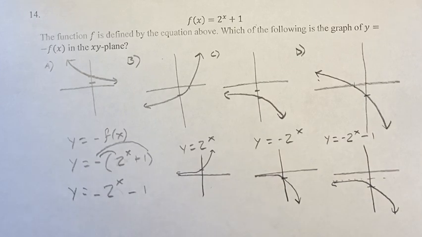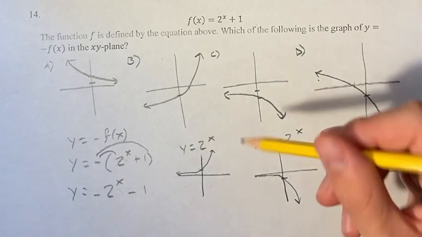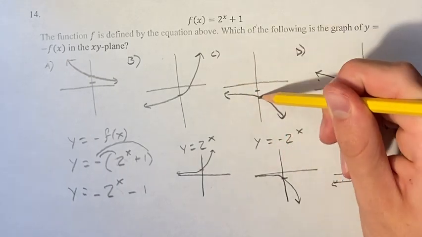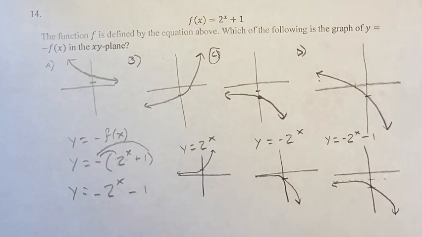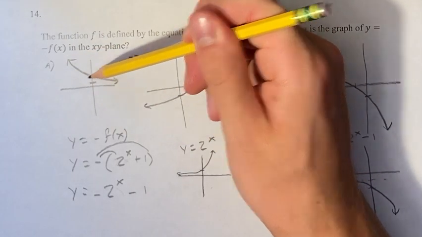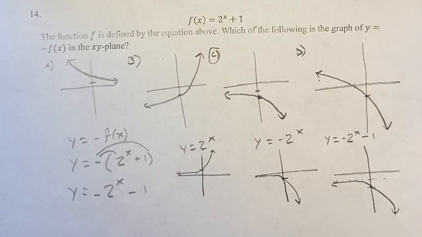And if we look at which of these it lines up with, well, answer C goes through the point 0, negative 2, and none of the others do. You'll notice the others go through 0, 2, 0, negative 1, and 0, negative 1. So, C is going to be your final answer.